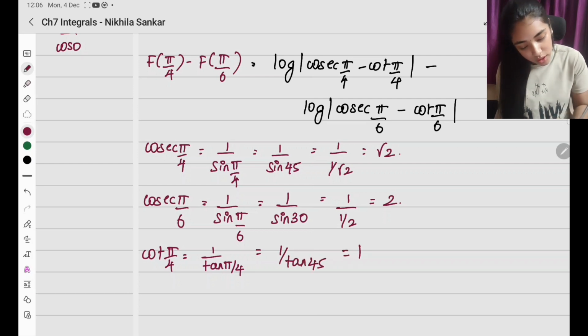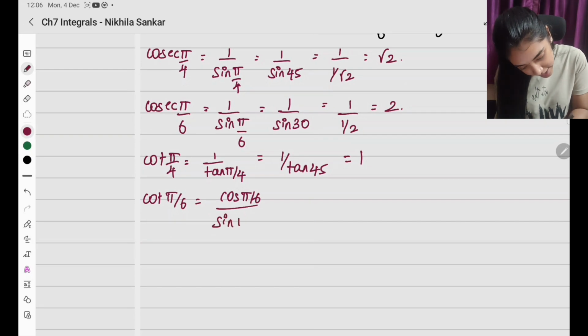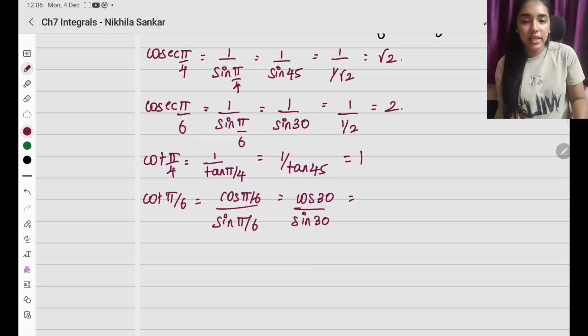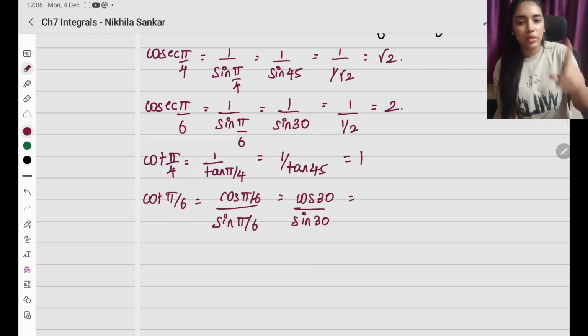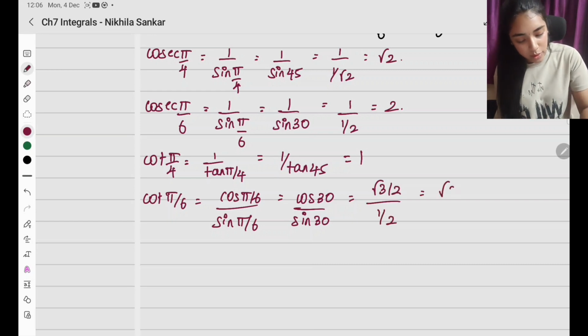So it is going to be 1. Similarly, cot pi by 6 is going to be cos pi by 6 divided by sine pi by 6, which is cos 30 divided by sine 30. Cos 30 is root 3 by 2. So root 3 by 2 divided by sine 30, which is 1 by 2. Root 3 by 2 divided by 1 by 2 is going to give me root 3.